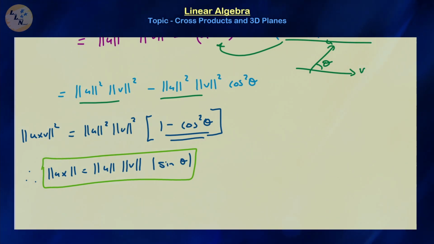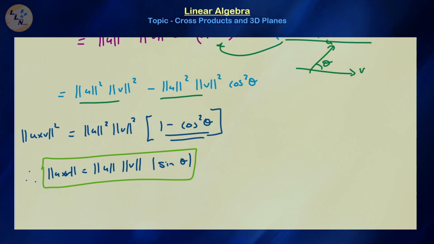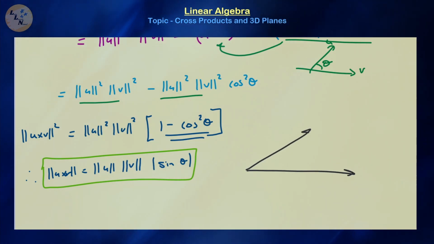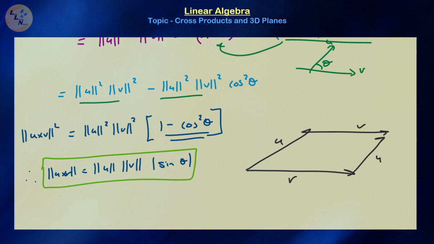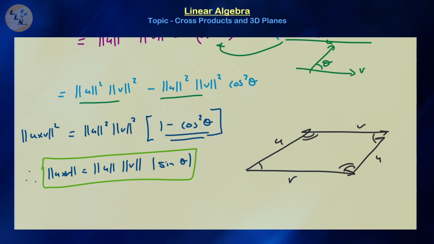My claim is that this is the area of the parallelogram spanned by u and v. Now, why is that the case? Let's look at the picture of the parallelogram we're considering. Let's assume that's u and that is v, drawn to scale. So those angles are equal, and those angles there are equal to each other. Let's assume we have a nice little angle there, theta, and let's drop a vertical line there.